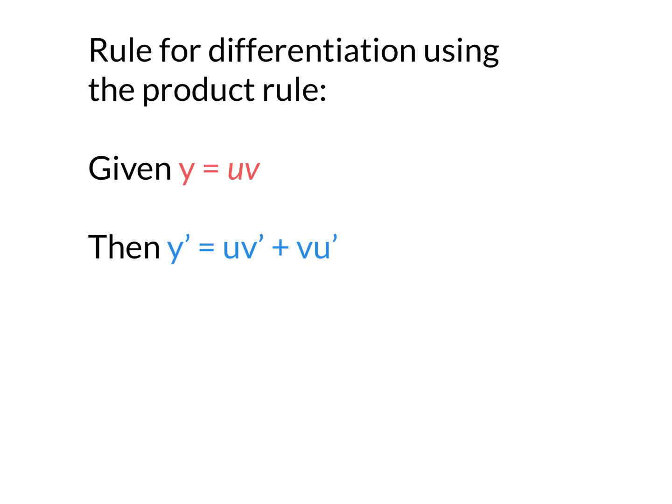So the rule for differentiation using the product rule, if we're given y equals u times v, where u is one function and v is a second function, then y dash is equal to u times v dash, that is the derivative of v, plus v times u dash, that is the derivative of u.